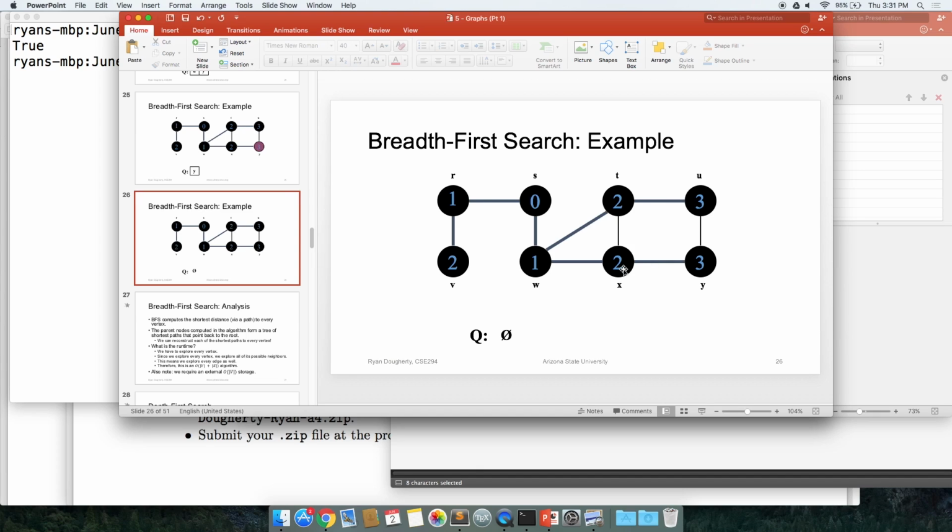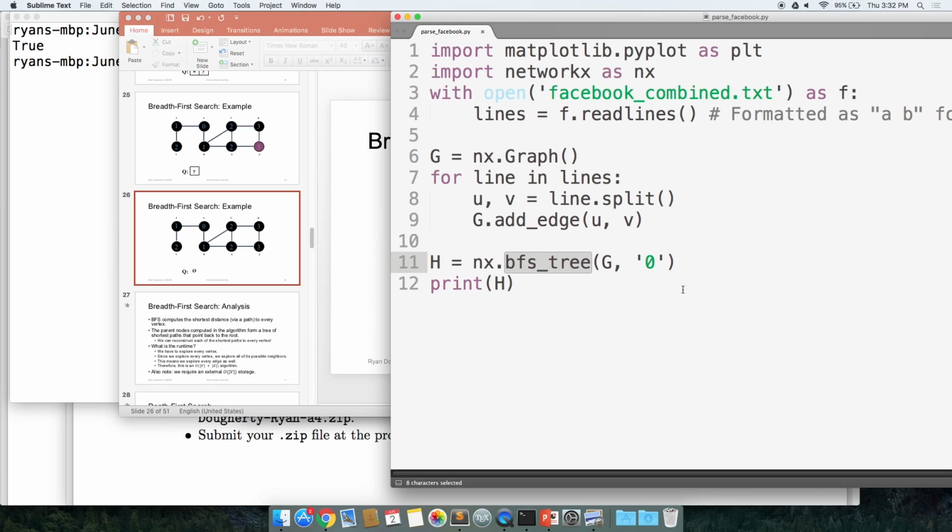So we can think of this as a tree, right? We can think of it as S is the root, with the next layer being R and W, and the child of R being V, the children of W being T and X, and the one child of T being U, the one child of X being Y. So we can think of that as a tree. So that's basically a way of looking at the graph. We started with S and we looked at the traversal this way. So what bfs_tree is all about is it'll return to us this tree essentially.